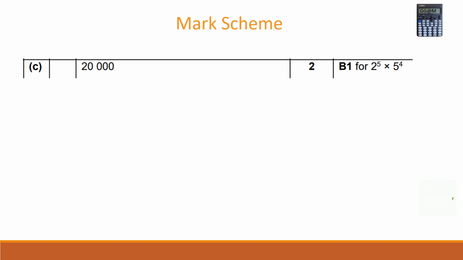The mark scheme on this question shows there are 2 marks. B1 means 1 method mark for being able to use the answer 2 to the power of 5 times 5 to the power of 4, and the final answer was the 20,000.